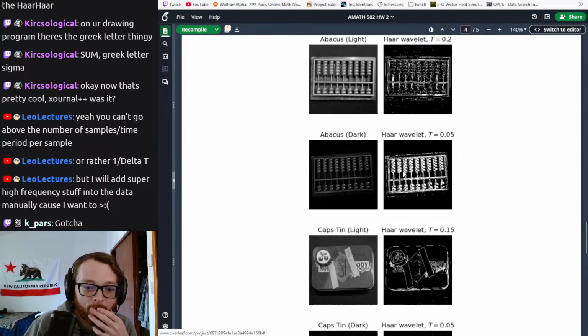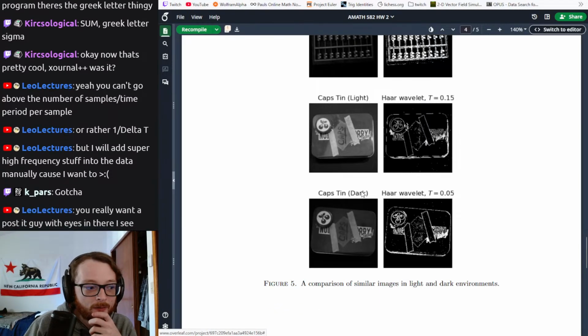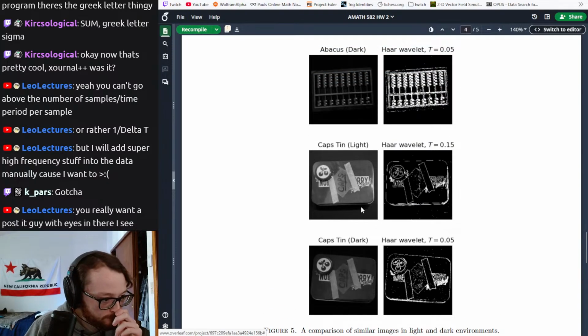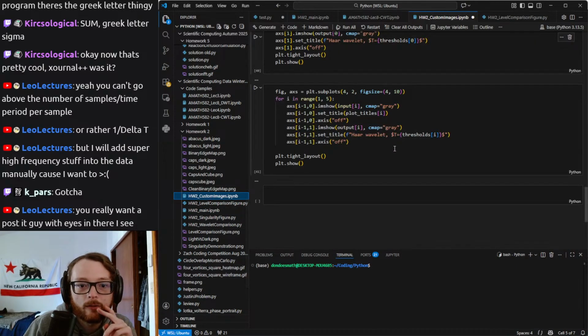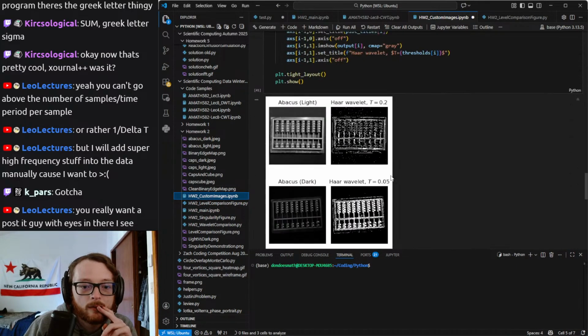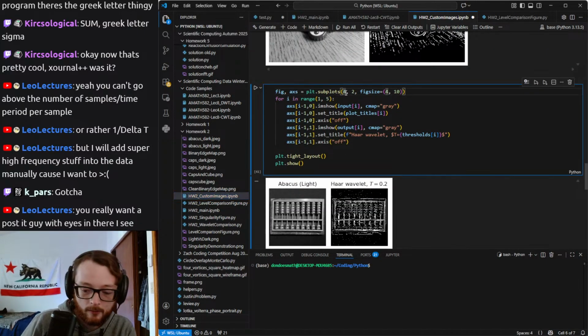These images came out pretty cool though. Testing the same thing in light and dark environments. Did I do it? No, I did it in this file. Okay, how are we doing this? We want it 4x2.